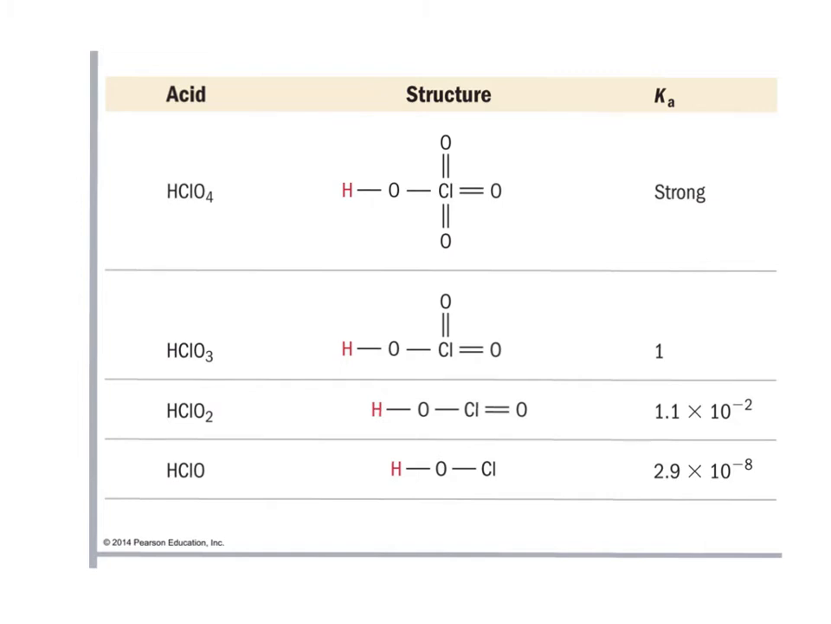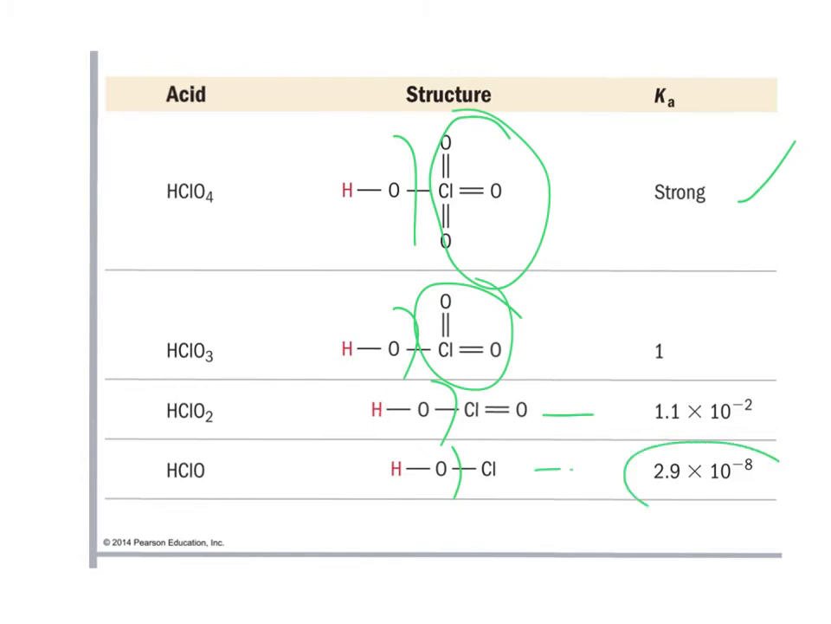Structure also makes a difference, right? In this one, you've got the Y being the Cl, but in the first case, you've got these three oxygens pulling on the Cl, creating a bigger difference. It's a strong acid. You only have two here, and it's not a very strong acid. You only have one here and none here, and so a very weak acid, right?